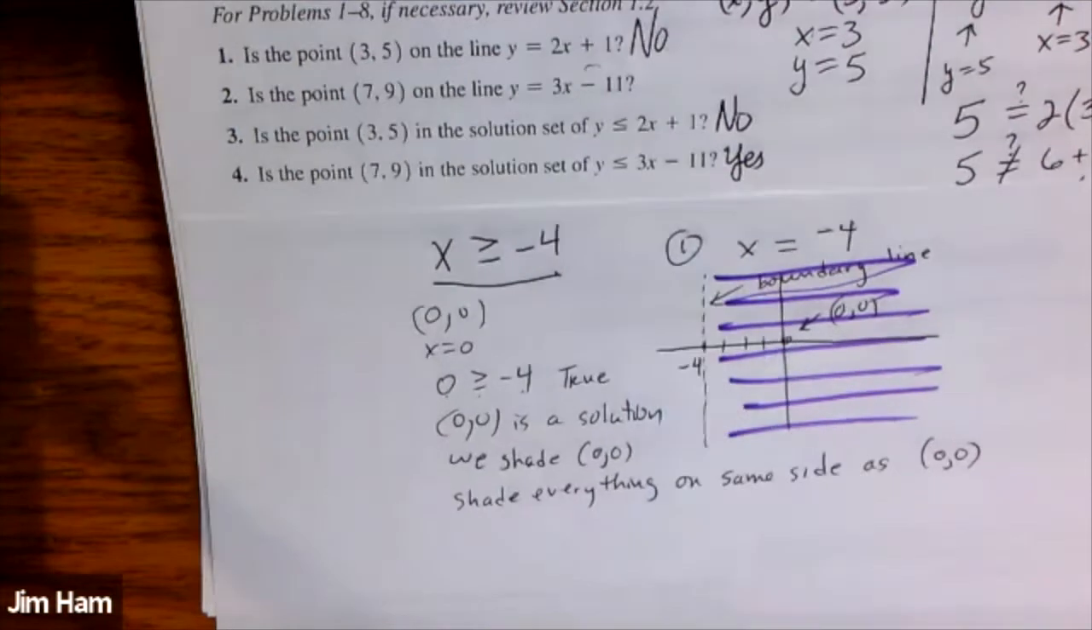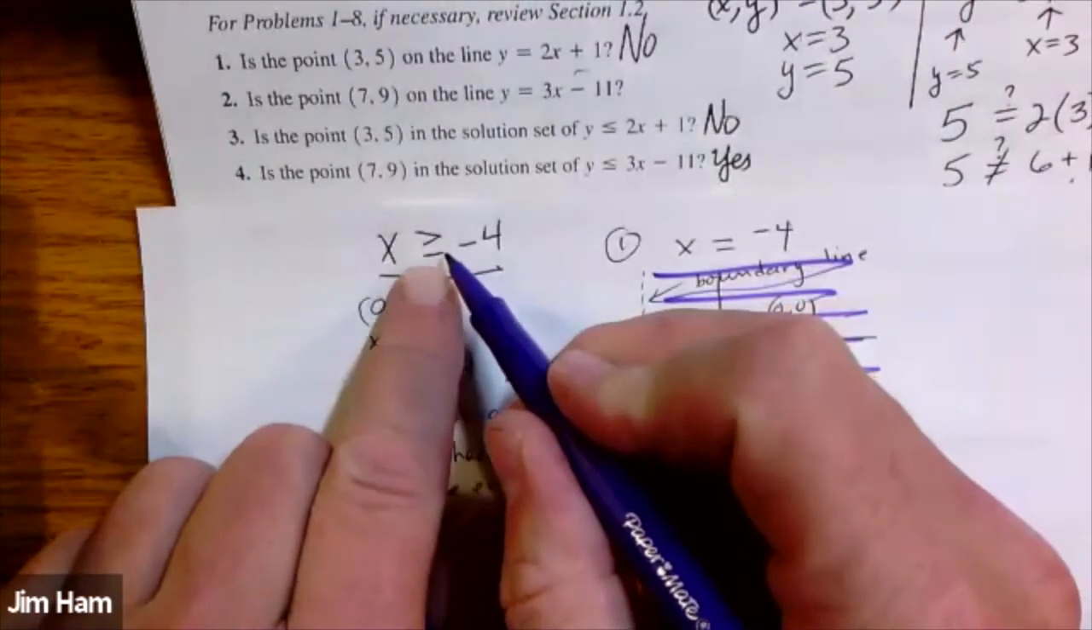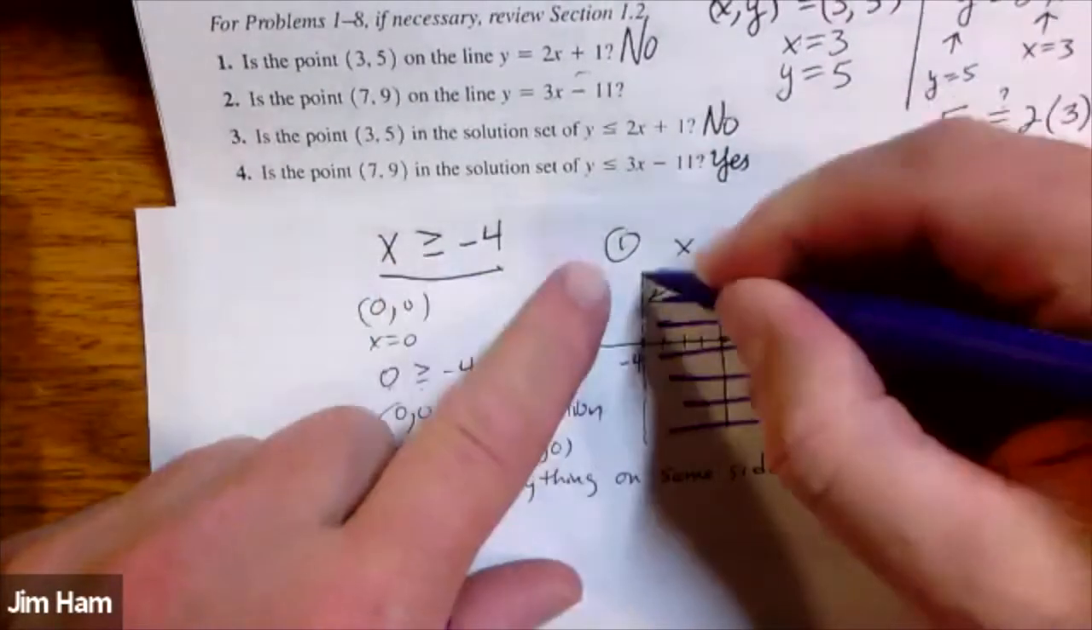I drew this line in here. Is it supposed to be dotted like I have it drawn there, or is it supposed to be solid? It's solid. Okay, thank you. Solid line because of the greater than or equal to. If it's equal to, we're going to include the points on the line.